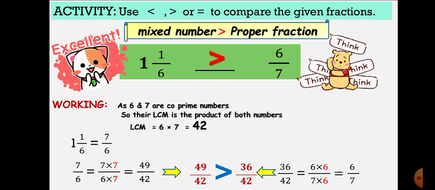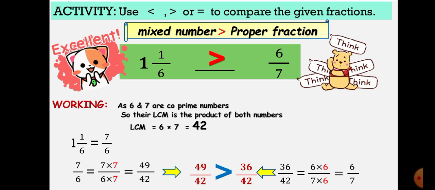First of all, 1 1/6 we have to write as a fraction, so 1 multiplied by 6 equals 6, plus 1 equals 7. So 7/6 is the fraction, and on the other hand I have 6/7. First, 7/6 is going to be multiplied by 7, that means 49/42, and then 6/7 is going to be multiplied by 6, and you're going to get 36/42.